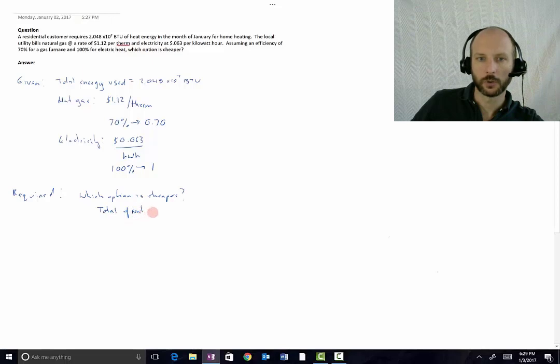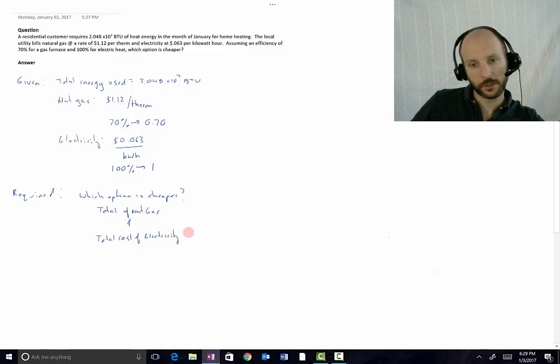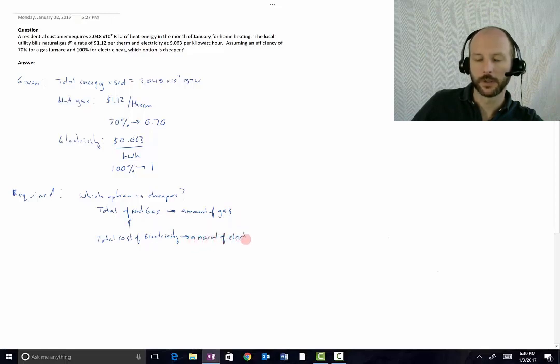So we need to know the total cost of natural gas. We also need to know the total cost of electricity. To calculate total cost, however, we need to know the amounts of those two fuel sources that have been used, how much natural gas is combusted and how much electricity is delivered. So the solution method implies amount of gas and amount of electricity.